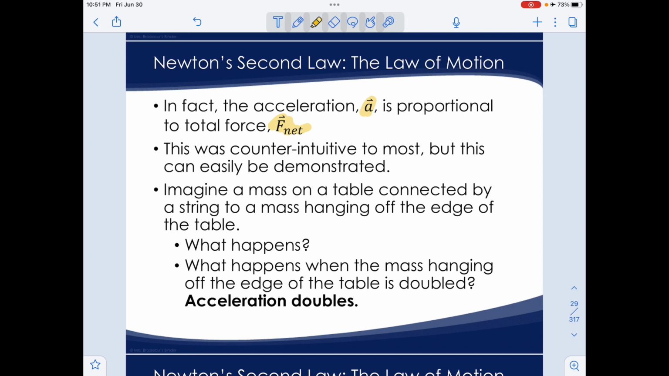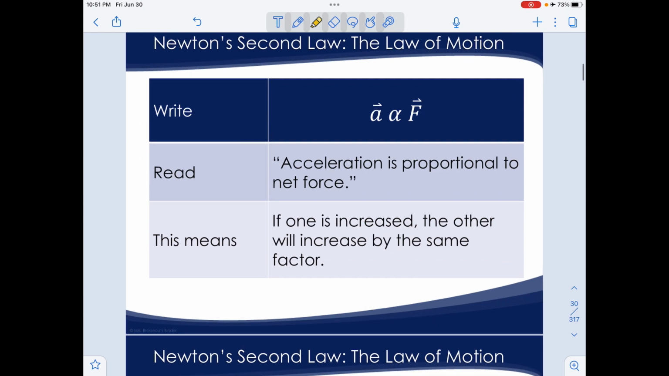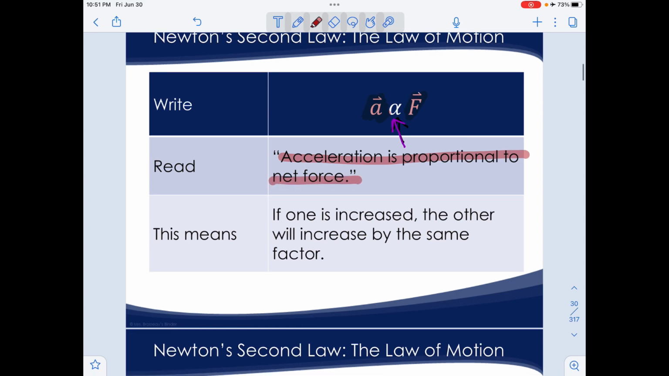And what would happen if that hanging mass is increased? If it's doubled, then the acceleration would double. So basically we know that if you apply a greater force to an object, it's going to have a greater acceleration. So acceleration is proportional. This little funny symbol right here says that there's a direct relationship. That means that if force is doubled, acceleration will double. If force is halved, acceleration will halve. So acceleration is proportional to the net force.